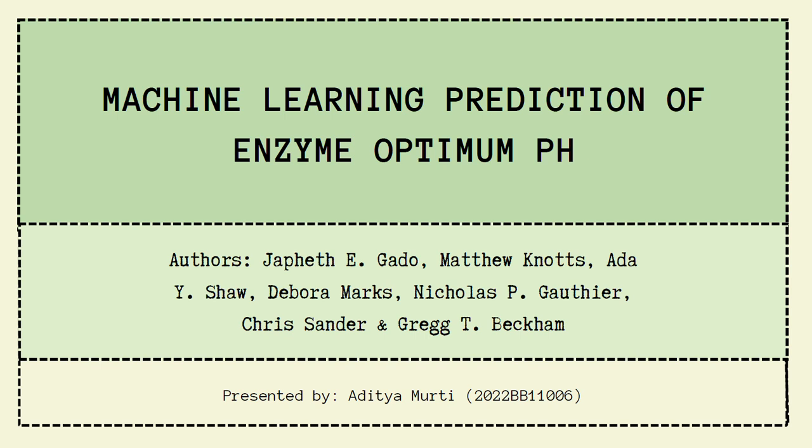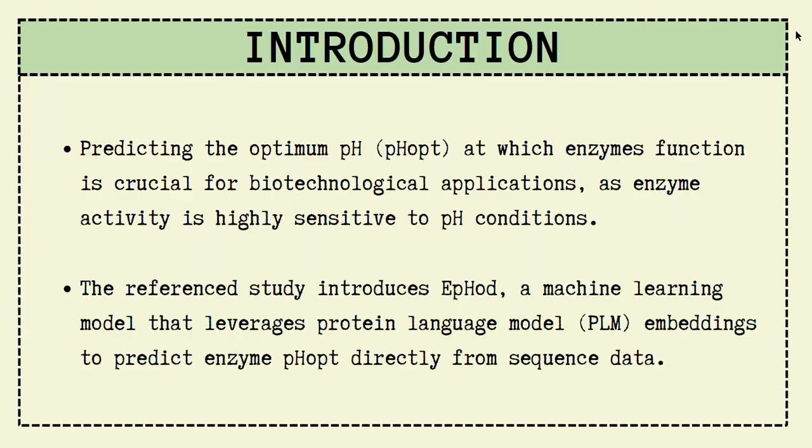Today I will be presenting my replication of the EPHOD experiment. EPHOD stands for Enzyme pH Optimum Prediction with Deep Learning, and it is a machine learning approach for predicting the optimum pH at which enzymes function. So let's get started here.